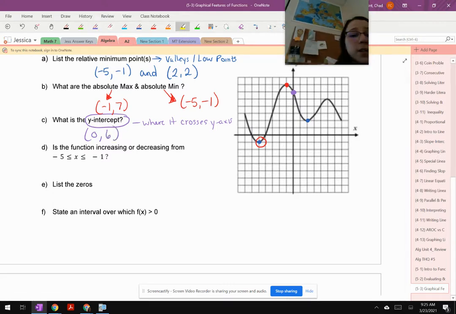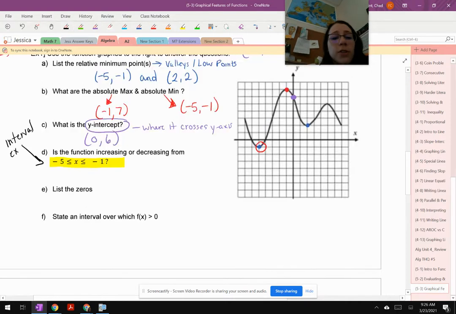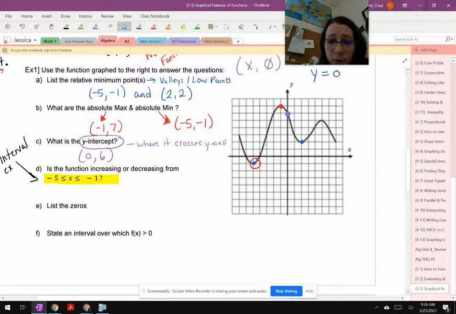Okay, so this is a perfect example right here of one of those intervals. That's an interval. Interval example: is the function decreasing from -5 to -1? That's saying that when the x value is between -5 and -1, what's happening to the graph? So let's get a visual of this on the graph. Negative 5 on this graph is right here.